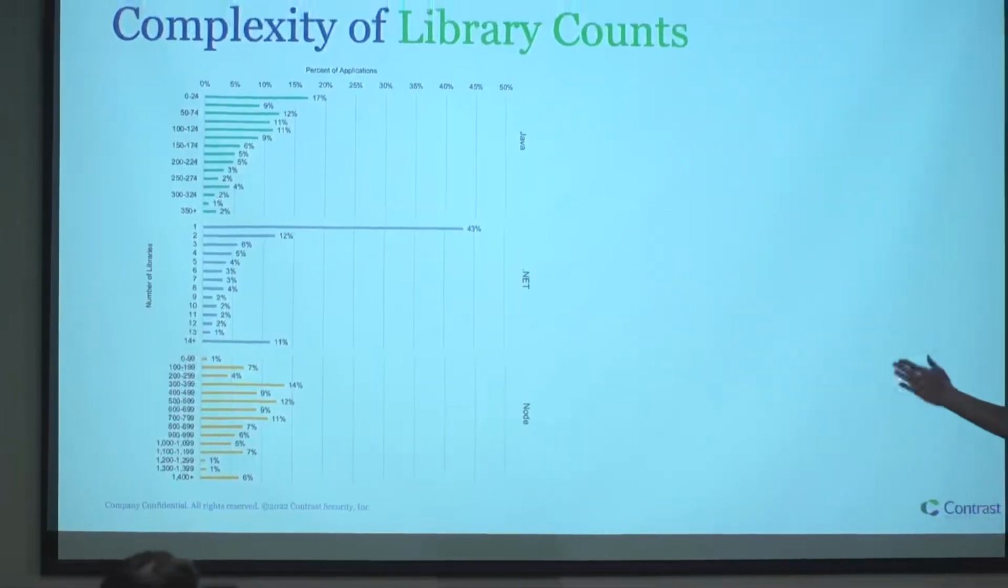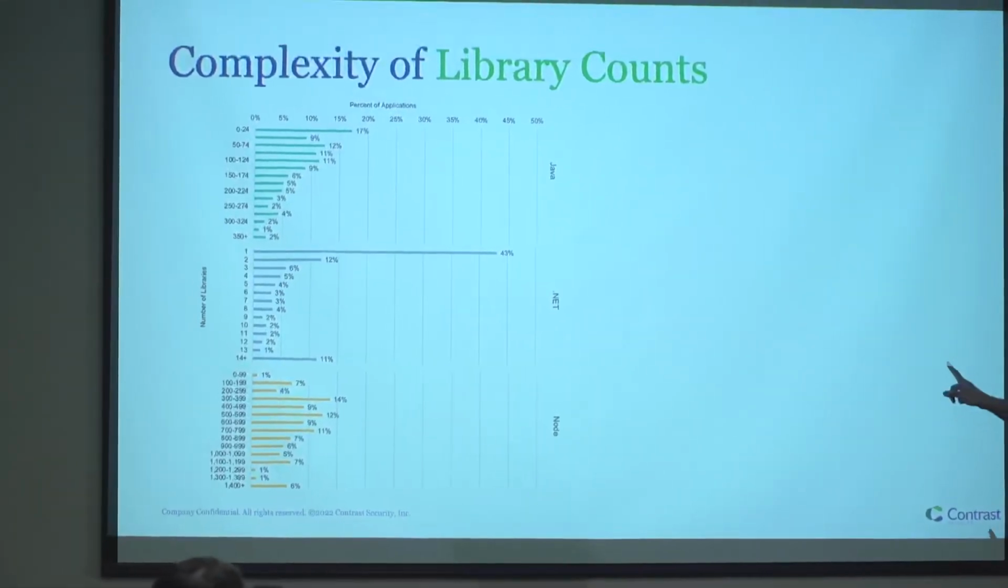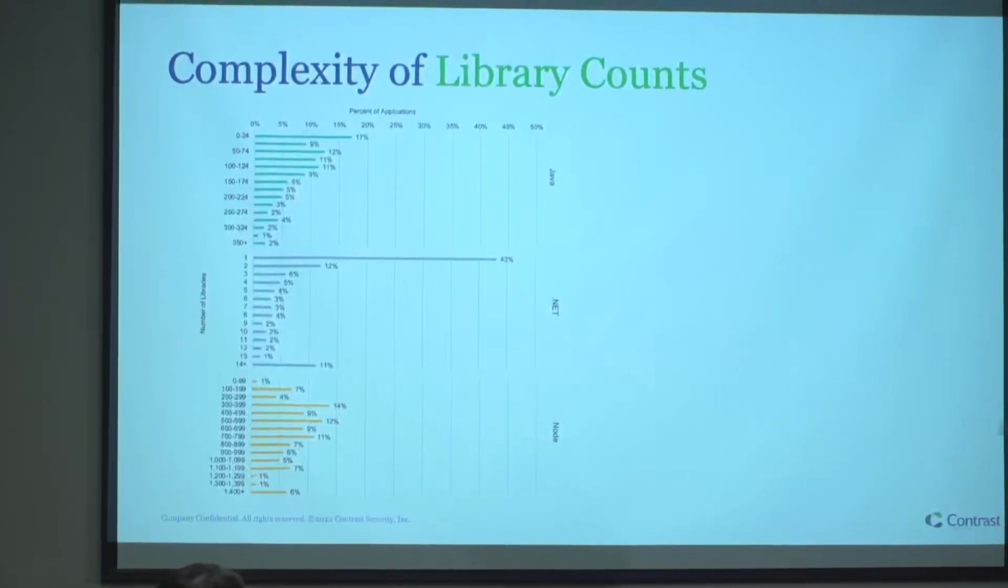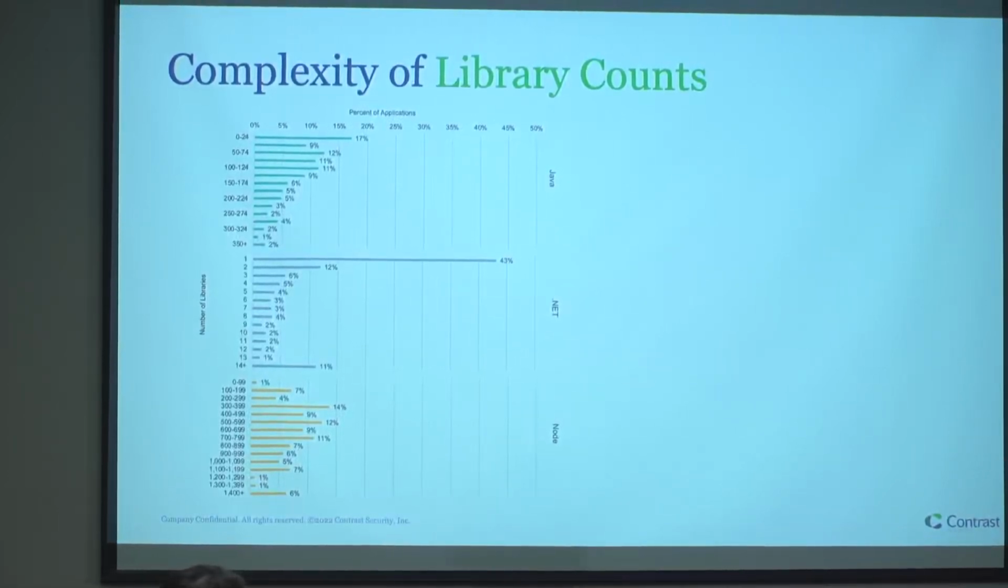On the left, we got the number of libraries. On the right, we got the different frameworks and the libraries. We got Java, .NET, Node. Our state of the open source security report focuses on these 3 major languages and frameworks. And you'll notice a massive difference between the different languages and frameworks. You got Java, on average, the number of libraries per application, 17% of them use 0 to 24 libraries for that application, compared to .NET. And this is interesting. There's 1 library in 43% on average of .NET applications.